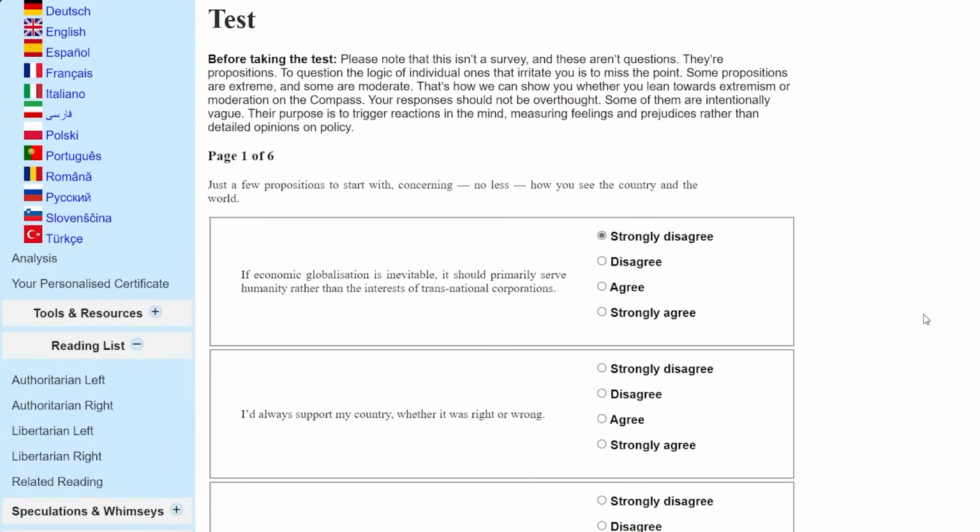So after this relatively short introduction, let's finally get to the political compass test.